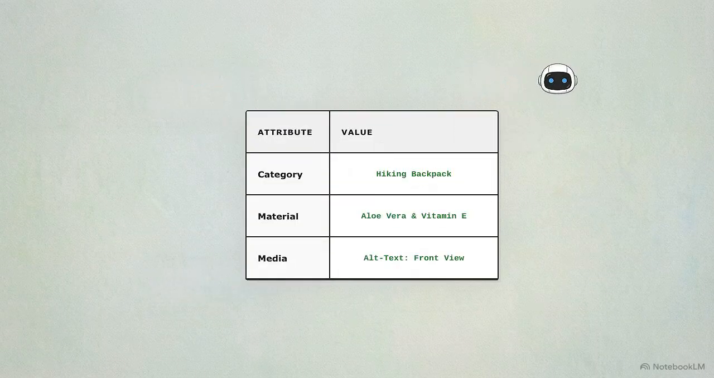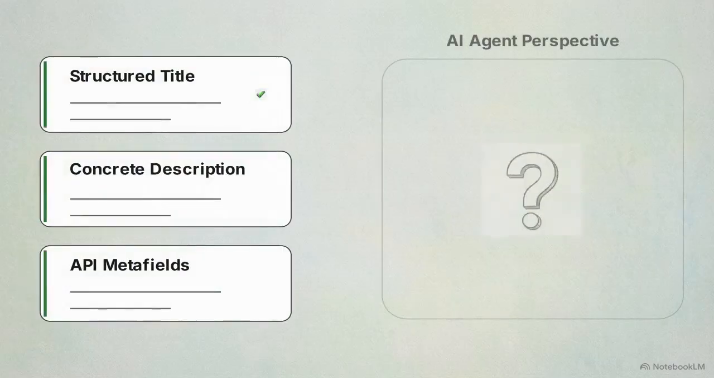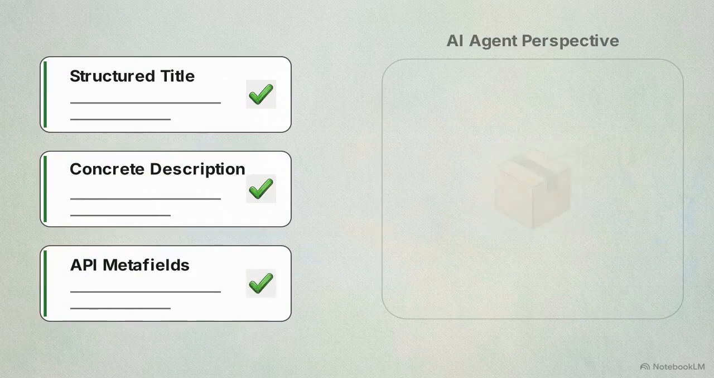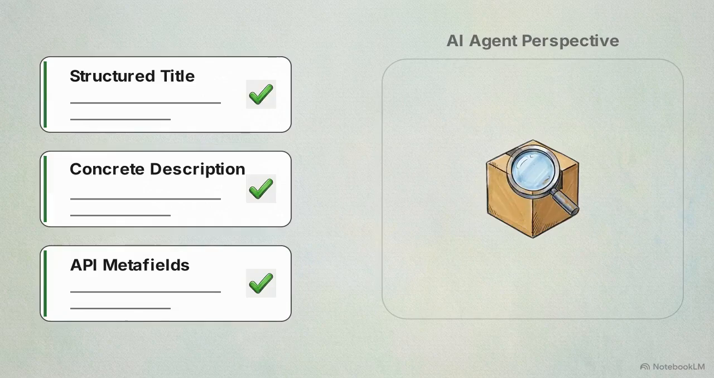With these optimizations in place, your product data is prepared for the next time an agent crawls your store. When a user prompt aligns with your specific attributes, the agent can now surface your listing as a highly relevant recommendation. By providing a structured title, a concrete description, and clear API metafields, you've removed the ambiguity that causes AI agents to skip over listings.